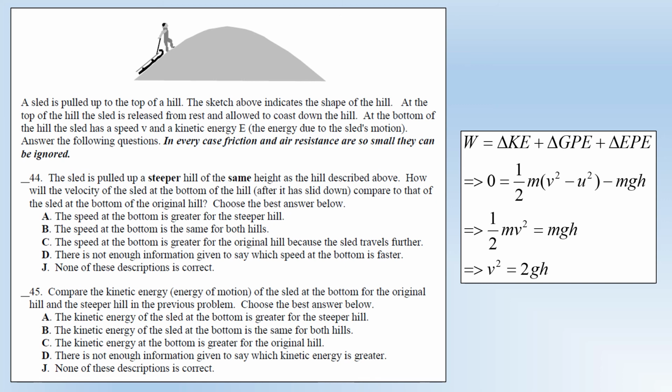And all that tells you is the kinetic energy must be equal to the initial GPE. So it says the hills are the same height, so therefore it starts with the same GPE, so it finishes with the same kinetic energy. And if it's the same kinetic energy, it's the same mass, so it must have the same speed. So that tells us we should have picked option B for both of them.